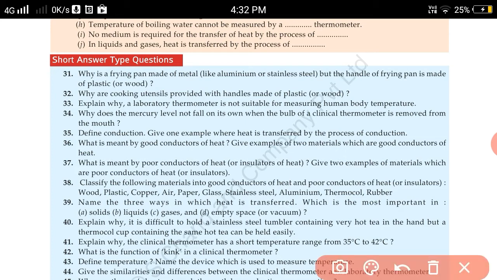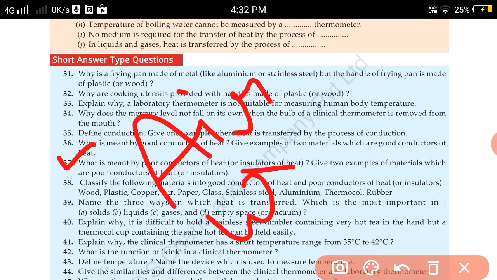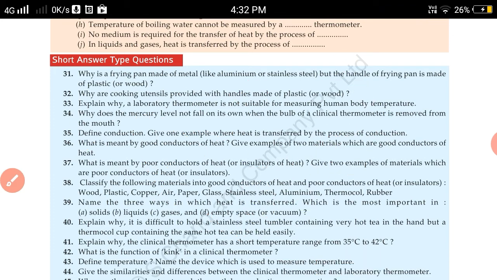Question number 37. What is meant by a poor conductor of heat? These are insulators. The substances which do not allow heat to pass through them easily are called insulators or bad conductors. Give two examples of materials which are poor conductors of heat and insulators. These are air, wood, plastic, etc. All these are poor conductors of heat.